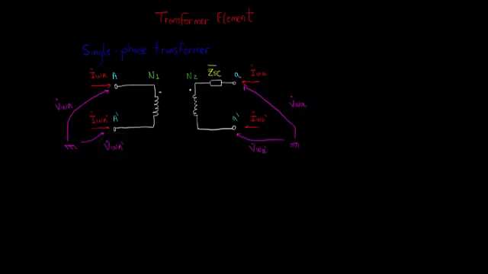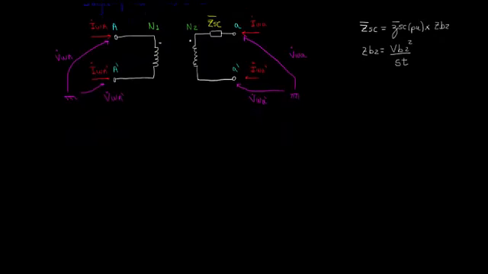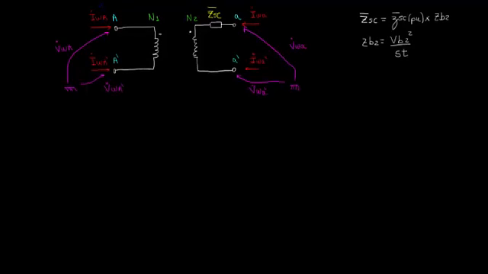Usually, the short circuit impedance is given in a per unit basis. Then, ZCS in actual ohms can be calculated as ZCS in per unit times ZB2, that is the base impedance of the secondary side, and it is calculated as V base squared divided by ST, where ST is the rated power of the transformer.